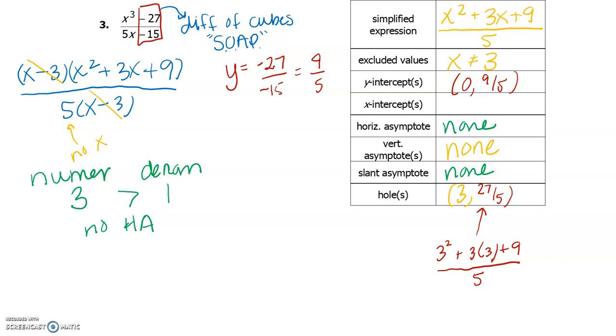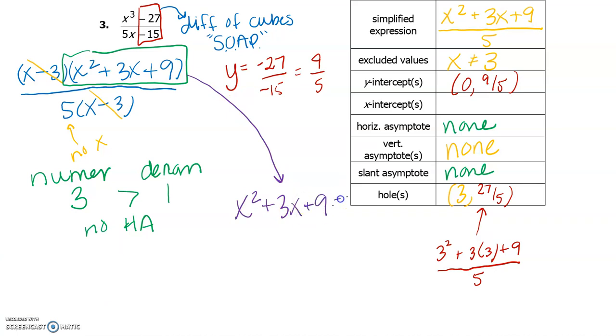So then x-intercepts. Looking at the x-intercepts, we know that can be where the numerator is equal to 0. X minus 3 gave us the hole, so we're just going to set this part equal to 0. So I have x squared plus 3x plus 9 is equal to 0. Trying to factor that. Two numbers that multiply give you 9, add to give you 3. There isn't one, so this actually cannot be factored.